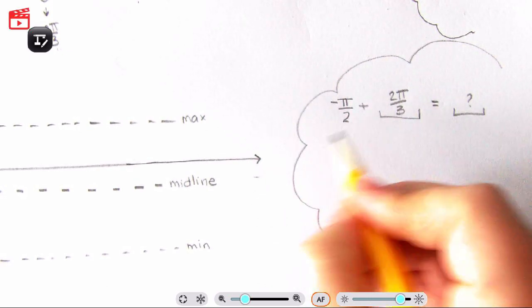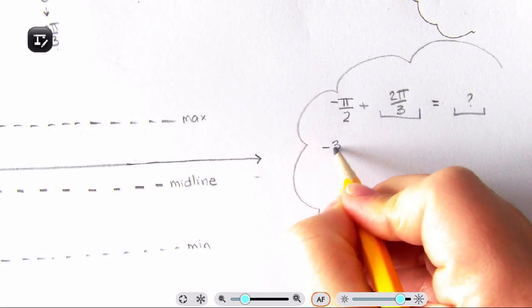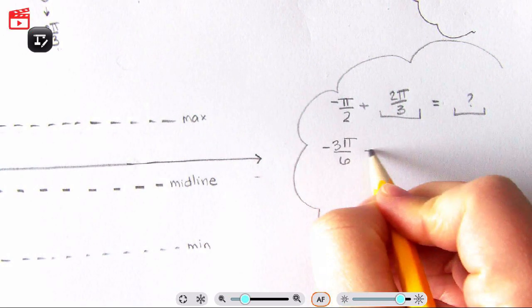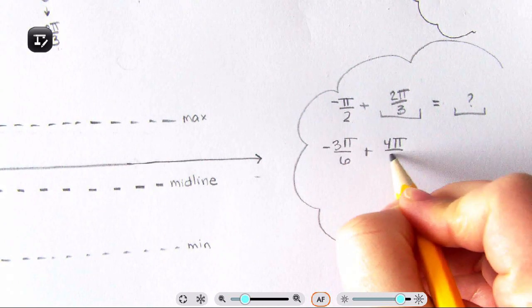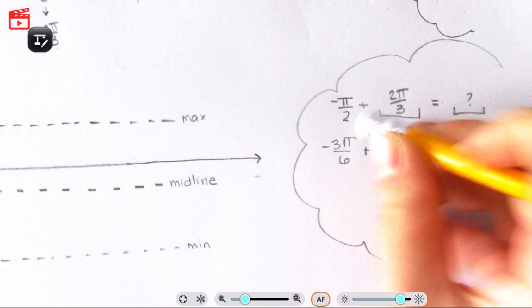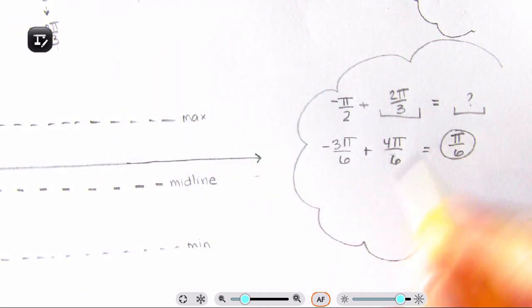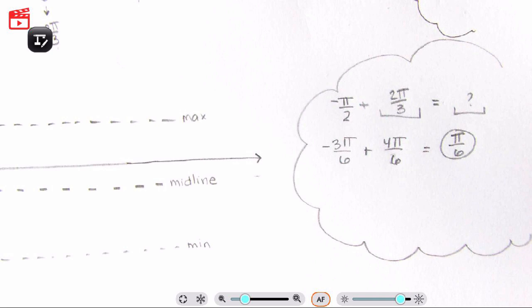So I'm going to deal with fractions here by saying this is what? This is negative 3 pi over 6 plus 4 pi over 6, and that's equal to pi over 6. So it's going to end at pi over 6.